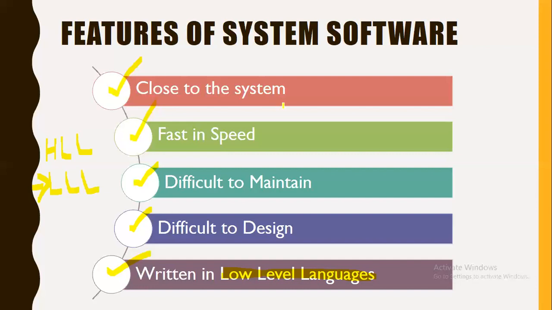So we have discussed that system software are close to the system. They are fast in speed. They are difficult to maintain. They are difficult to design, and most of the system software are written in low level languages.